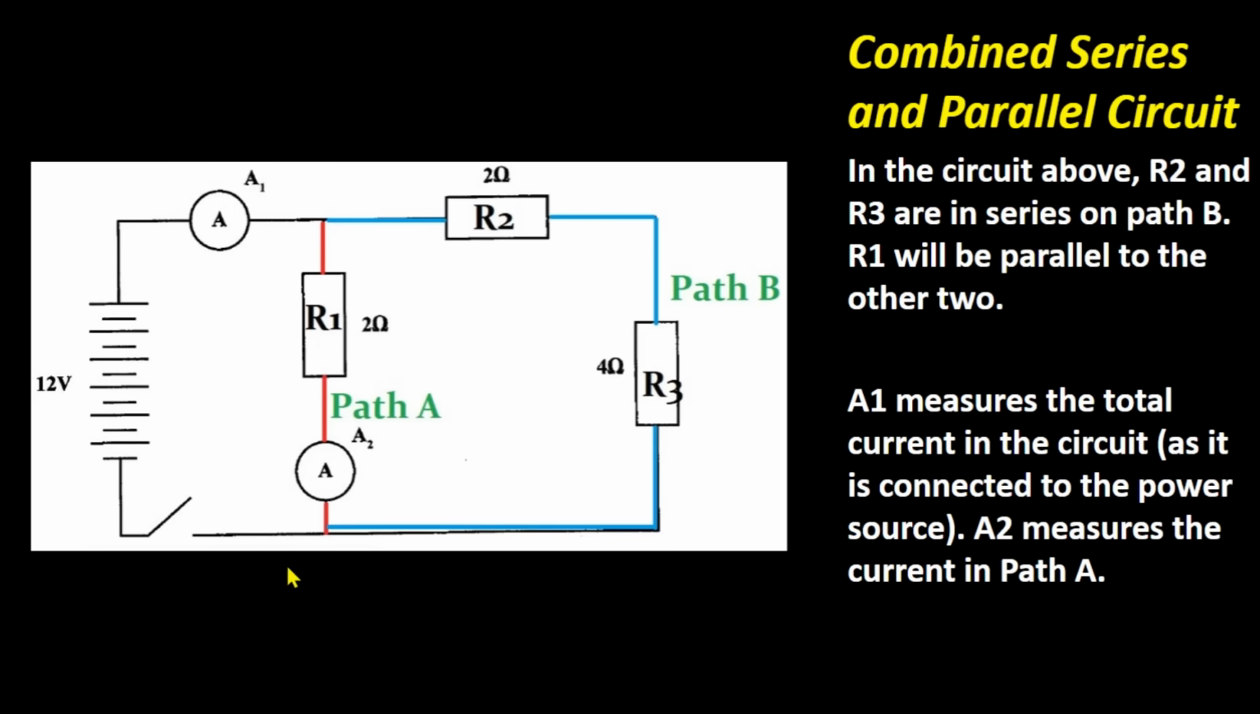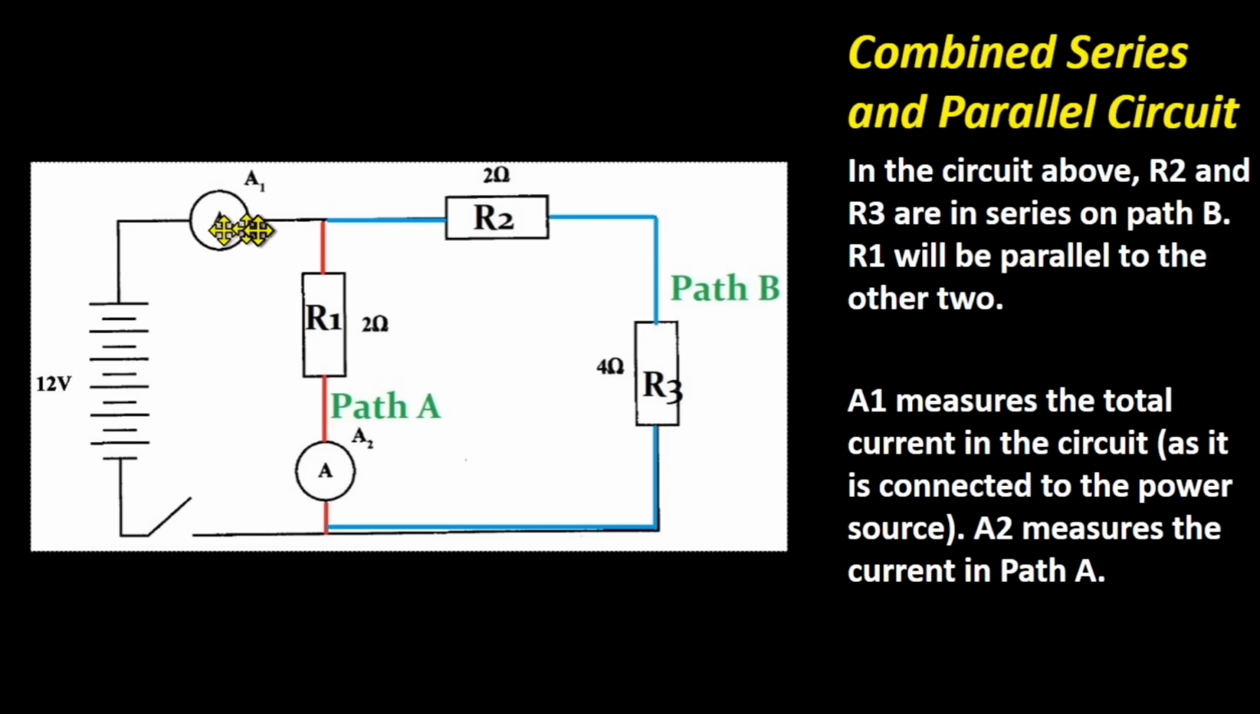This is a combined series and parallel circuit where we have sections that are in series but they are parallel to another section. So for example, in part B, R2 and R3 are in series with each other, denoted by the blue line. This is part B. And part A, which is the red line, we only have R1. So R1 is actually parallel to R2 and R3.